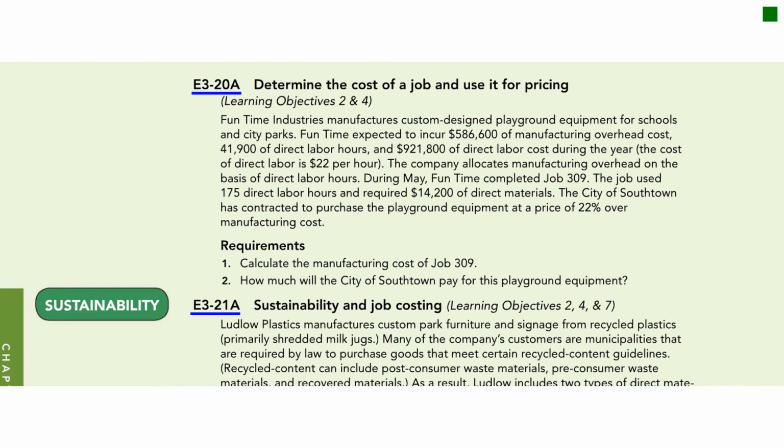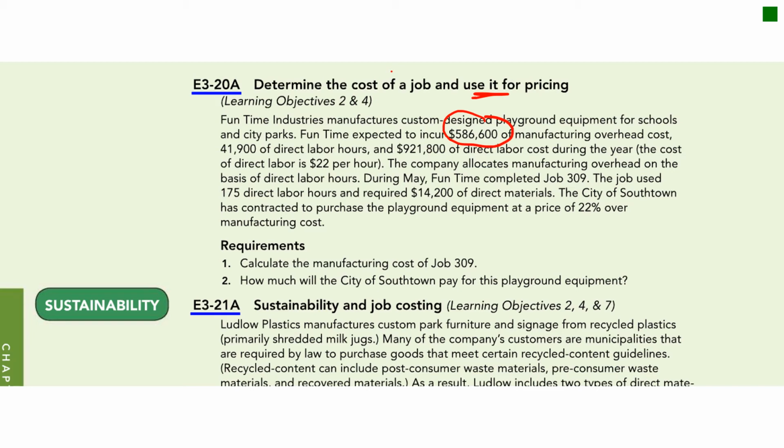Okay, this is exercise 3-20A. We're going to again use job costing to get the cost of a job and then use it to make pricing decisions. So we've got Fun Time Industries. They custom make playground equipment for schools and city parks. It says that they expected to incur $586,600 in manufacturing overhead costs. So that's going to be our estimate. It says 41,900 direct labor hours.